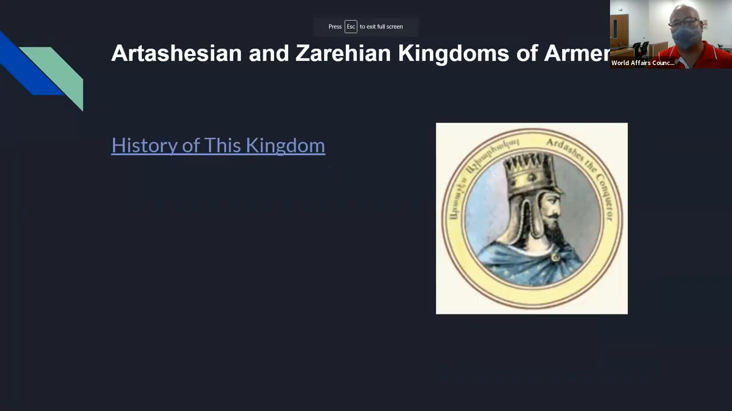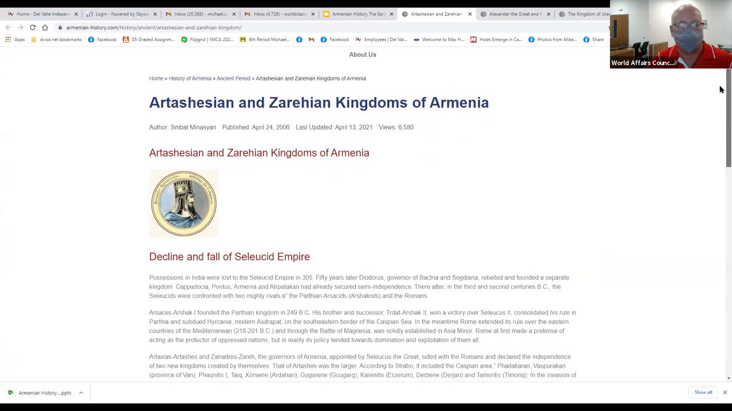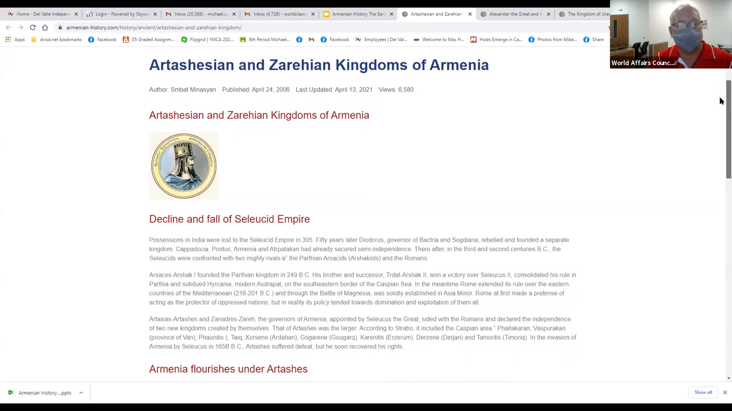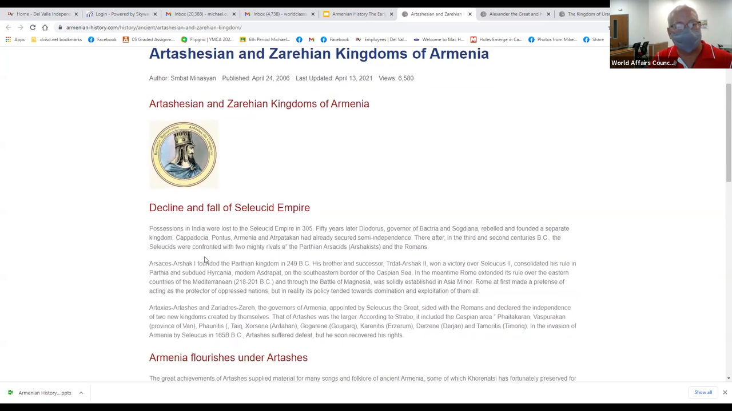Okay, now these are the kings that break away from the Seleucid Empire. These are the first Armenian kings. Ardashes is Ardashes the Conqueror. Okay, we have some information about him in that class, but it helps out a little bit more, gives you a little bit more detail here. And you've got Arsaces the First, who founded the Parthian Empire Kingdom.